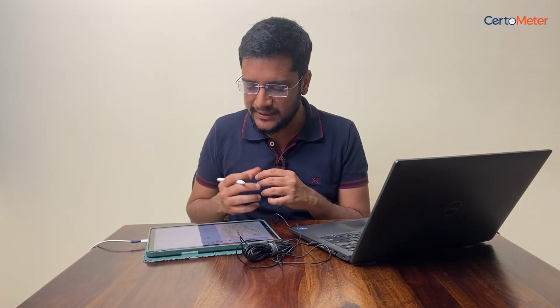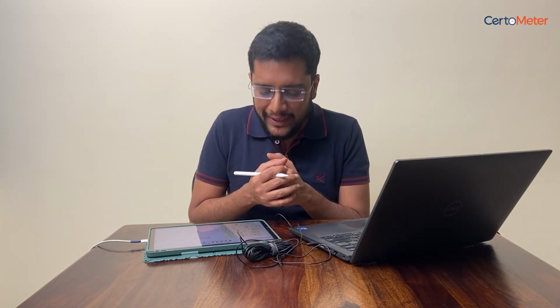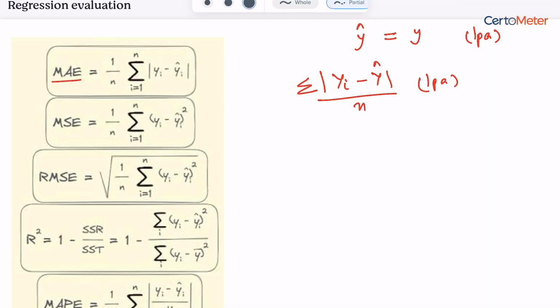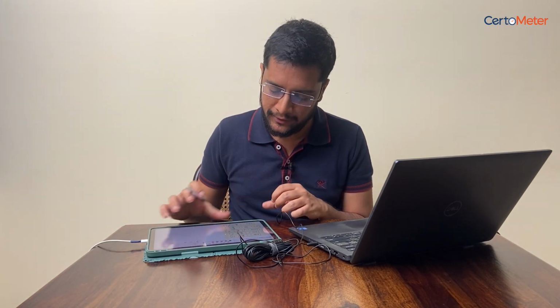Secondly, it does not punish the outliers. That means even if there are outliers in my data set and those errors are high, it will not penalize them separately. So mean absolute error basically helps me understand how far my predictions are lying from the actual values.